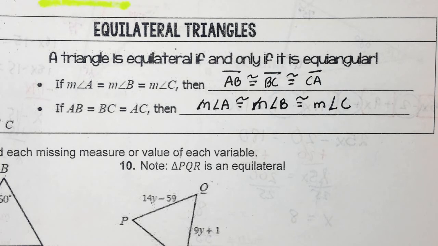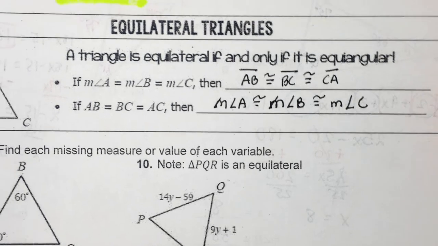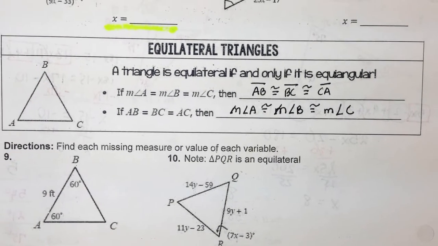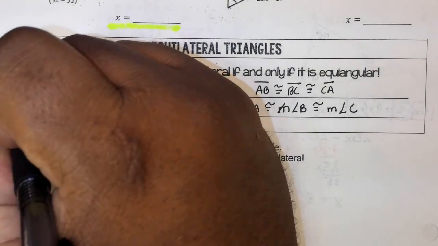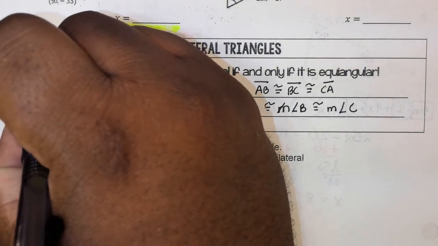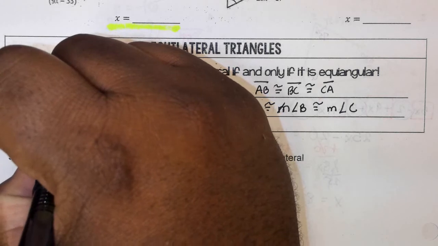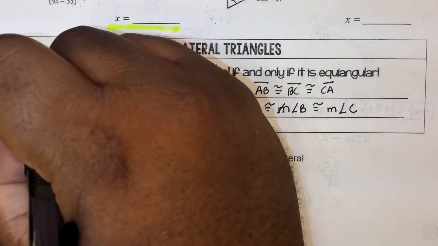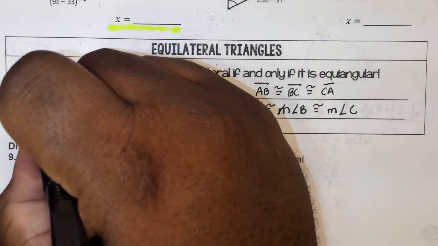Equilateral is the easiest one to deal with. Out to the side here, on your actual equilateral triangle, that means angle A is congruent to angle B and going to angle C. And then AB is congruent to BC, which is congruent to CA.